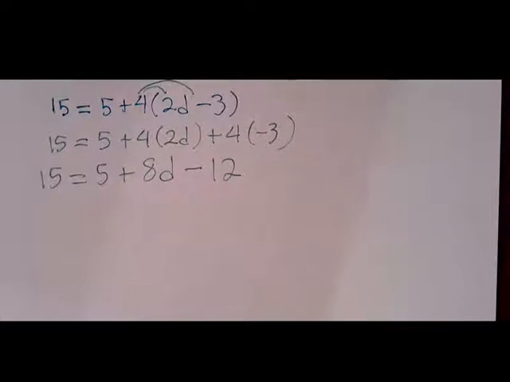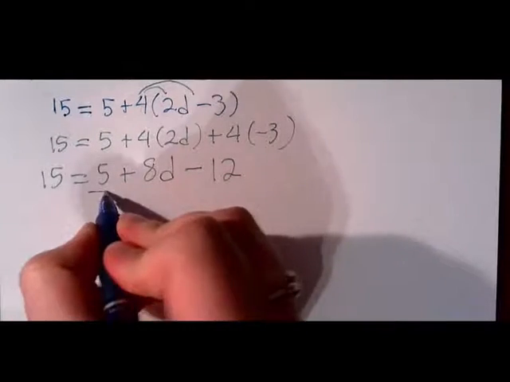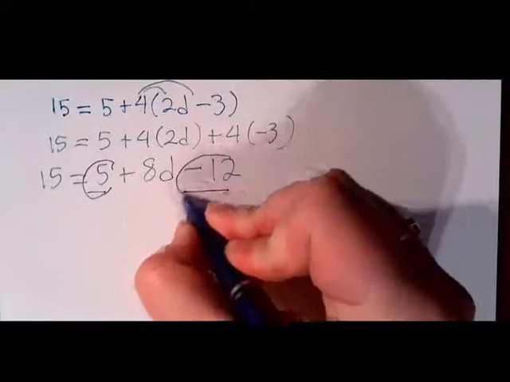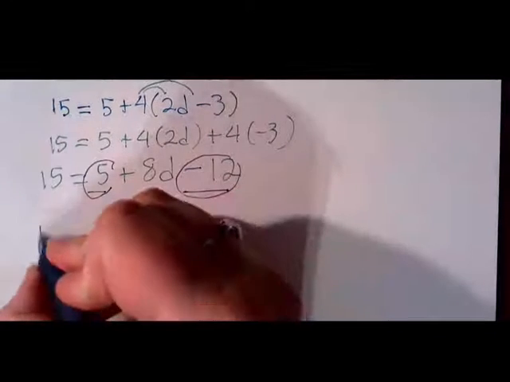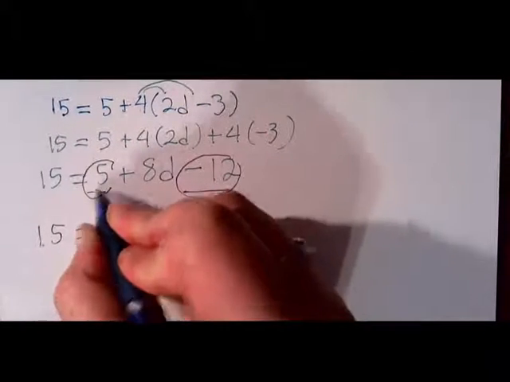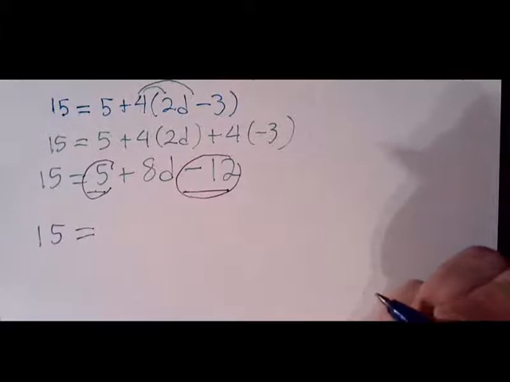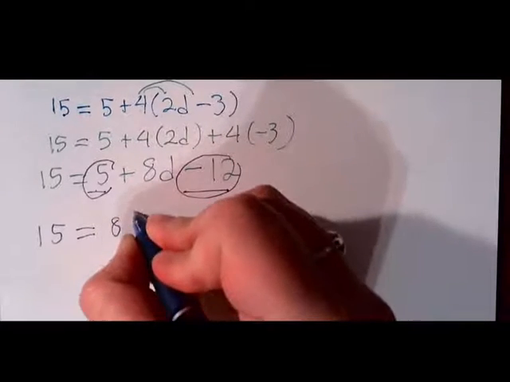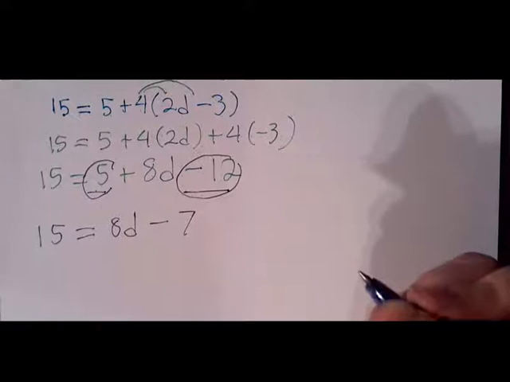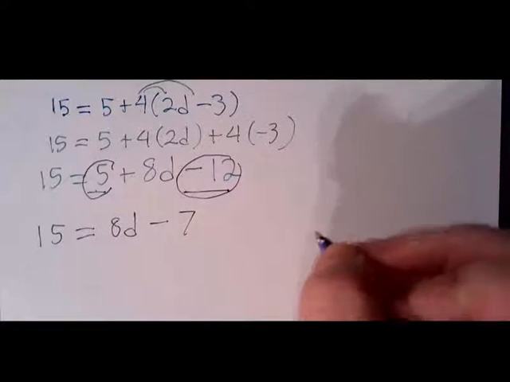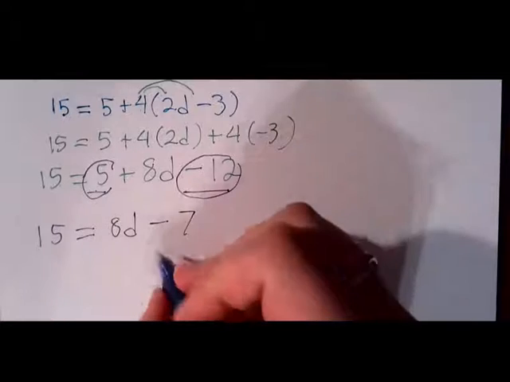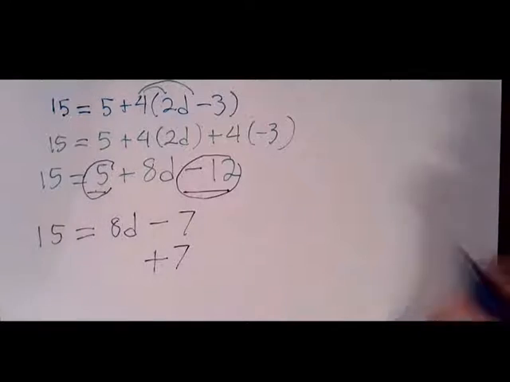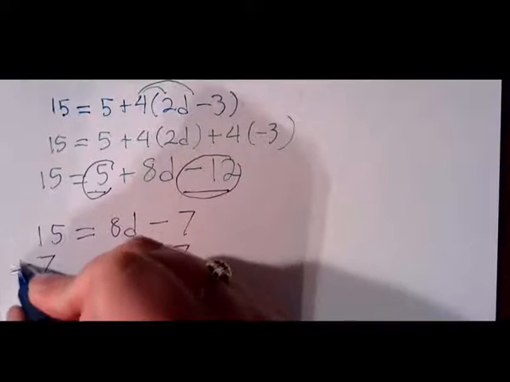Okay, now we can combine our like terms. So my like terms in this case are 5 and negative 12. So we get 15 is equal to 5 plus a negative 12 is negative 7. So I get 8d minus 7. I could also write that as a negative 7 plus 8d. All right. Inverse operation. Undo addition, subtraction first. So I'm going to add 7 to both sides.